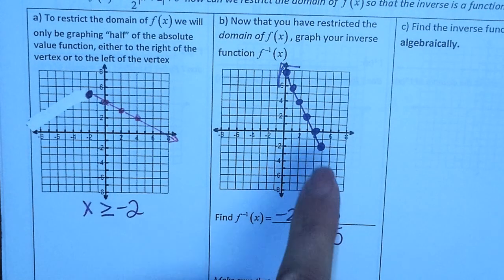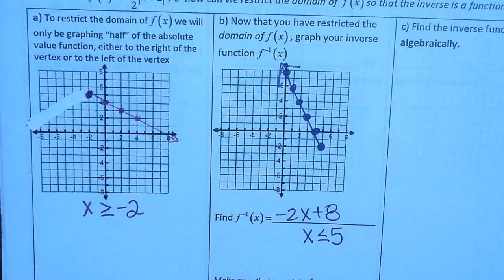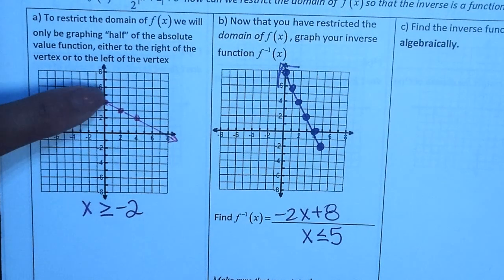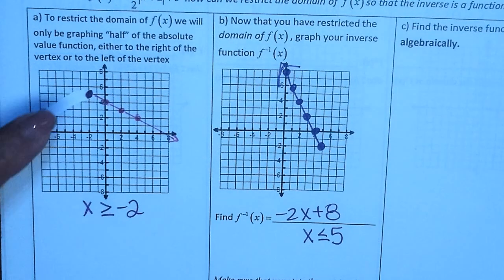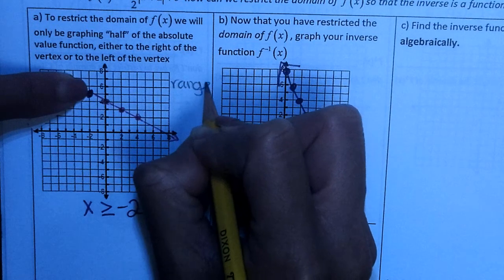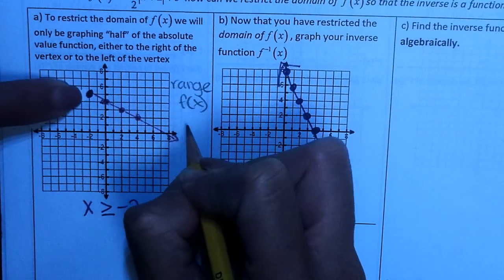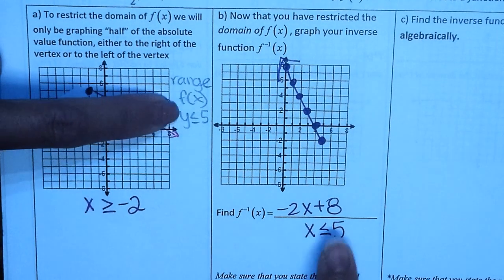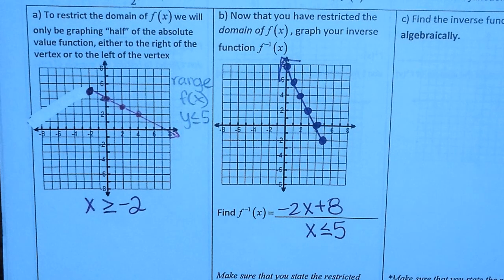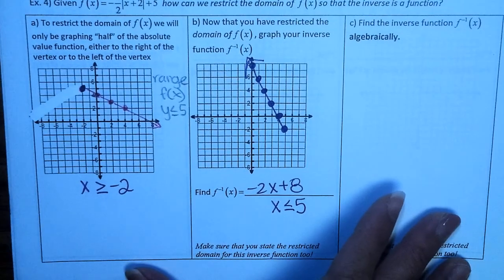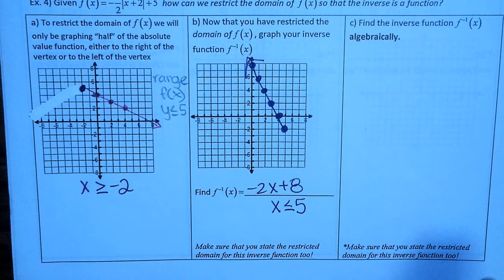Now, if you didn't have the graph, if you're just doing it algebraically, the domain restriction of the inverse should be the range of the other function, f of x. And if you look at your range over here, the range of f of x is y less than or equal to 5, which is why that became x is less than or equal to 5. Now let's just do it one last time on letter C. This time I need you to try to do it algebraically. Yeah, we got time.